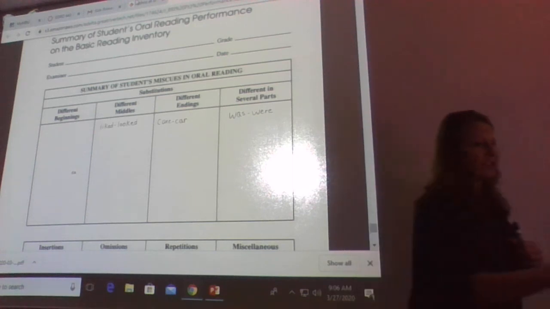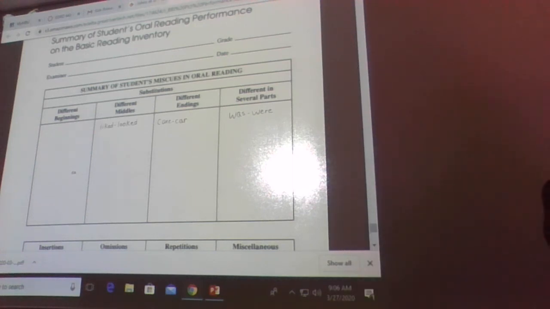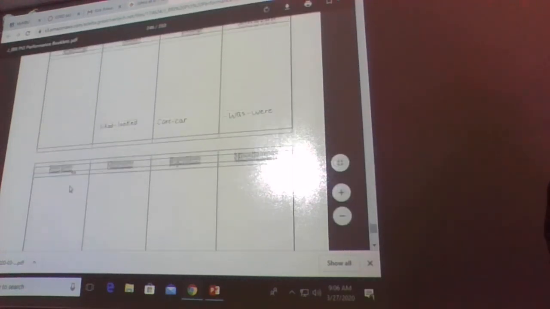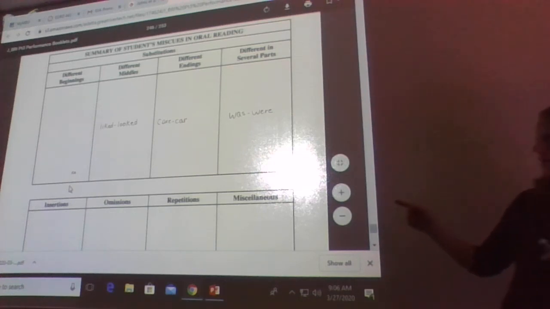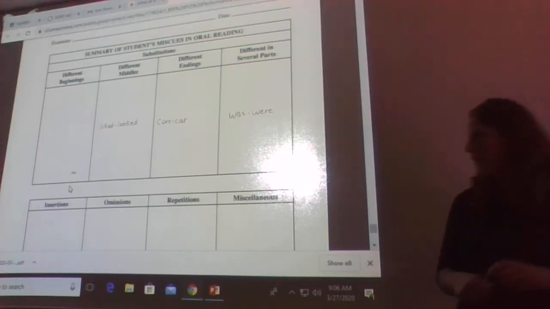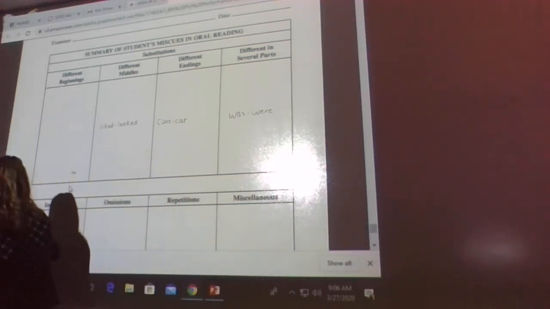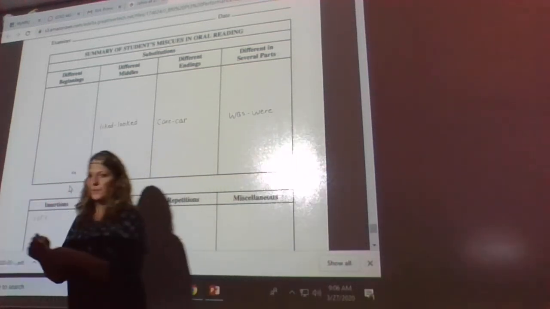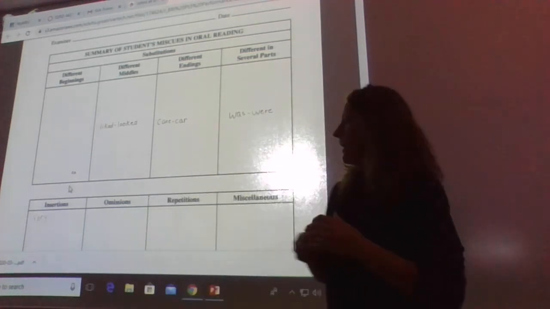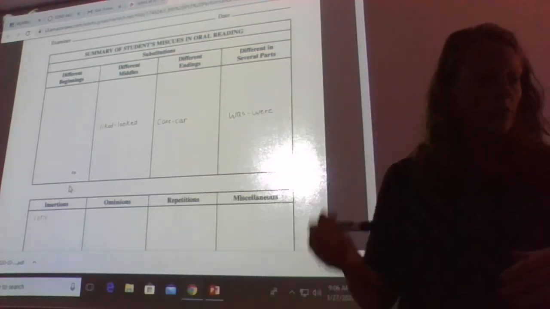Now, I'm going to page down here and show you that there are some other areas that we're also going to be looking at. He did have an insertion, so we're going to write the word very in this section. And so that is for his first passage.